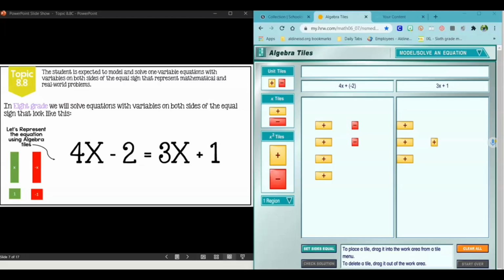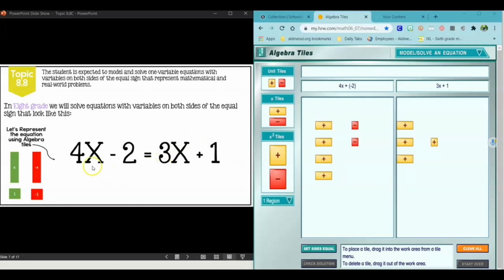I have 4x minus 2. Now this minus 2 is being represented with these negative 2's. So minus 2. And then I have 3x plus 1 on the right.